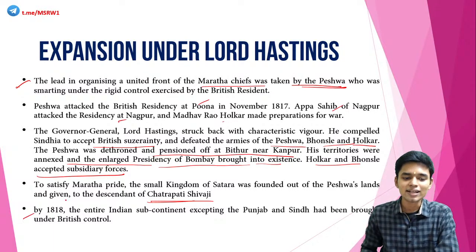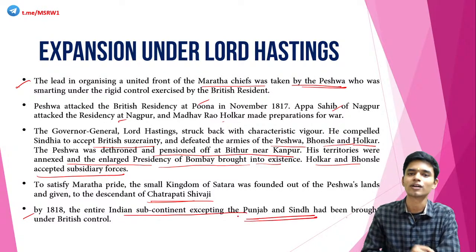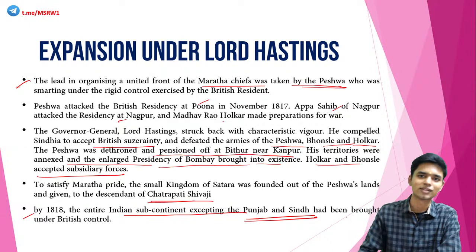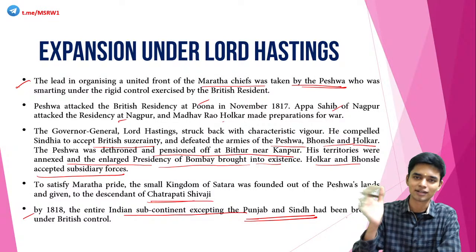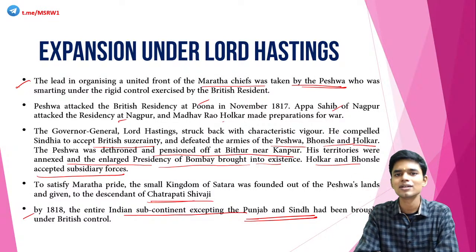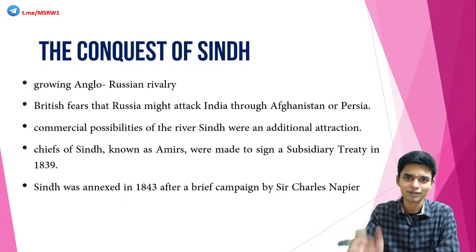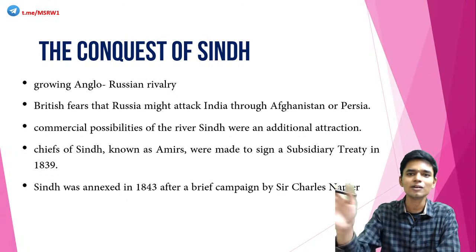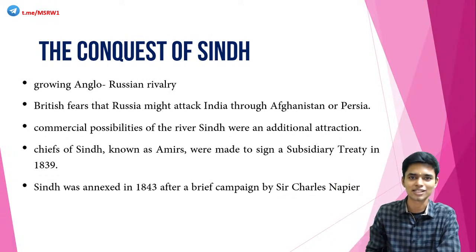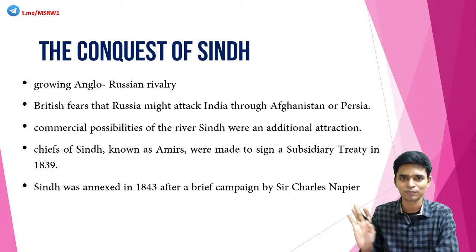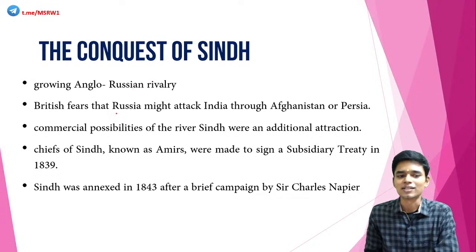Anyway, by 1818, the entire Indian subcontinent except Punjab and Sindh was brought under control by Britain. All the prominent powers were subdued: Marathas, Mysore, Nizam of Hyderabad, Nawab of Bengal, everyone subdued, the Mughal Emperor. Now let's see Sindh. Only two more portions remaining, Sindh and Punjab. That's the end of this session. Maximum 10 minutes more. Okay, conquest of Sindh.